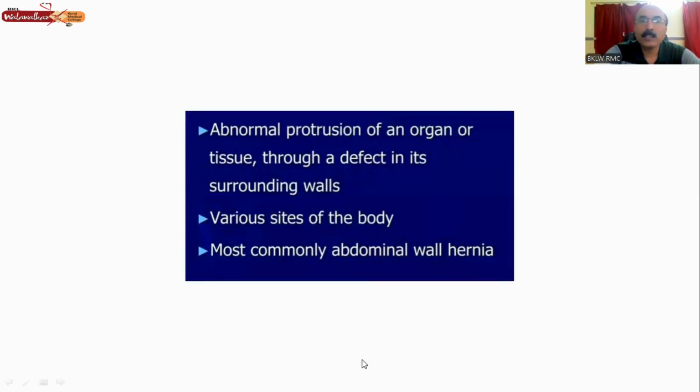So, what is basically a hernia? Hernia is nothing but an abnormal protrusion of an organ or tissue through a defect in its surrounding walls. There are various sites of the body where hernia can occur, but in surgery we are most commonly interested in the abdominal wall hernia.